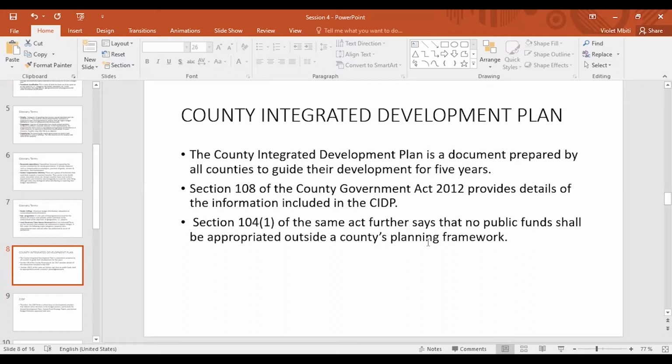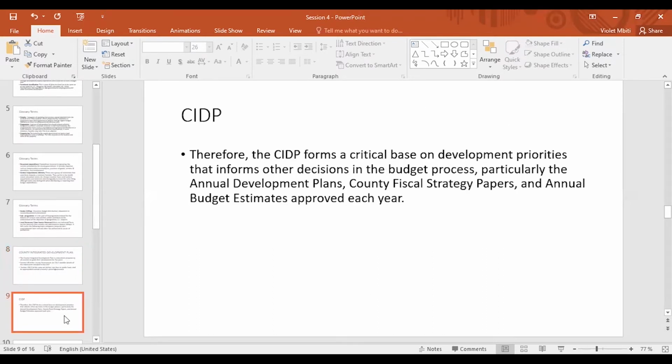So if those things you want have not been mentioned in the CIDP, like if Machakos County has not stated that it's going to focus on water, it's going to prioritize water, that means that in the forthcoming years, even during the budget making process, they can't say that we are going to establish dams in every ward. If that wasn't included in the county integrated development plan, they can't do that because it is not budgeted for. All right.